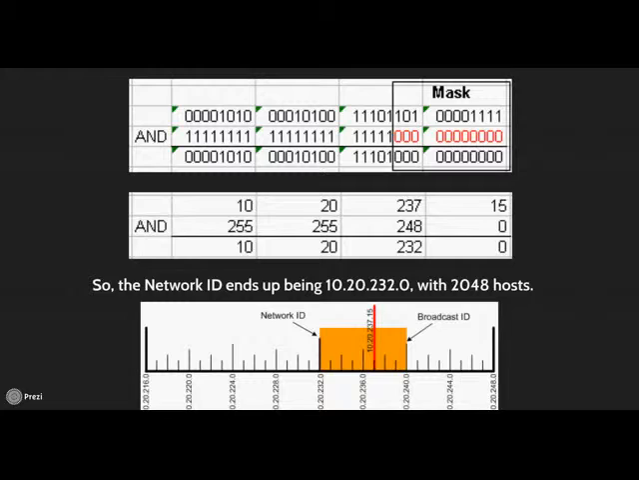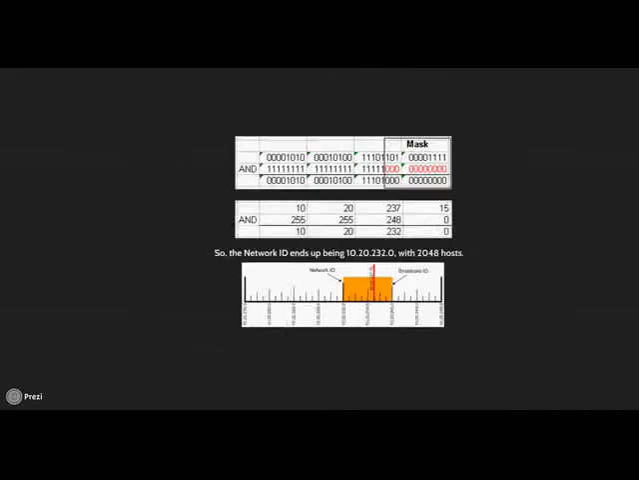So the network ID ends up being 10.20.232.0 with 255.255.248.0 as the subnet mask, which gives us 2,048 possible hosts. The graphic there at the bottom shows you the one computer that we had the IP for, but the orange area shows us the entire subnet range.